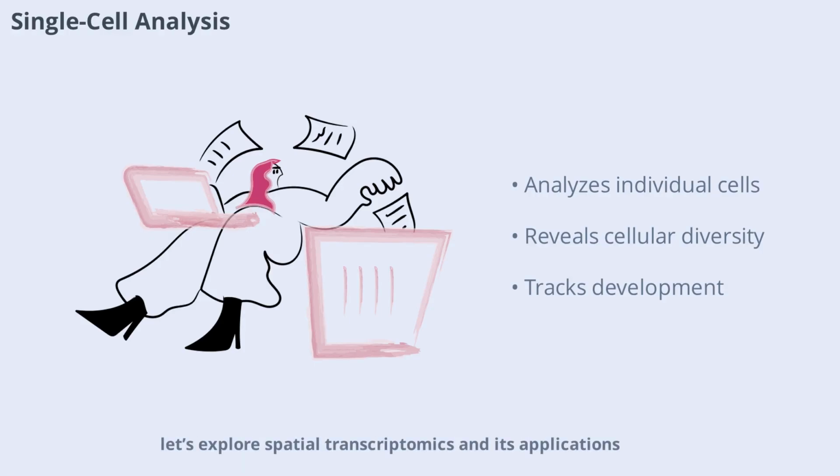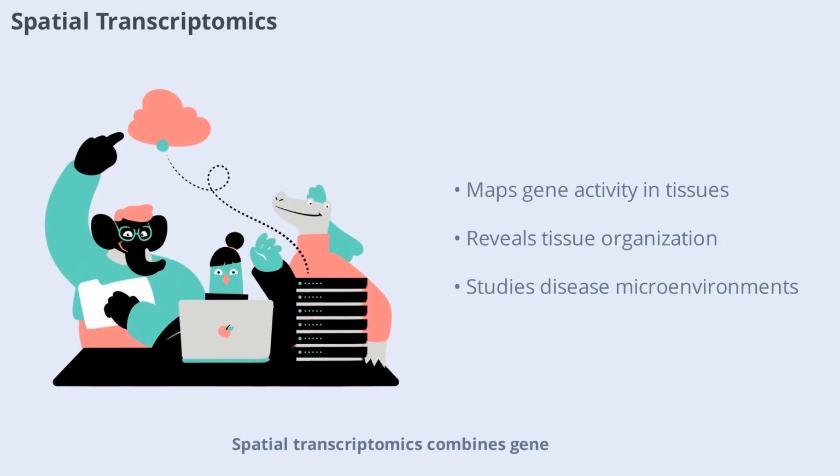Next, let's explore spatial transcriptomics and its applications. Spatial transcriptomics combines gene expression analysis with spatial information, mapping where genes are active within tissues. This technique provides insights into tissue organization, cell interactions, and disease microenvironments. Analyzing spatial transcriptomics data requires advanced computational tools and visualization methods. It's a cutting-edge approach for studying complex tissues.